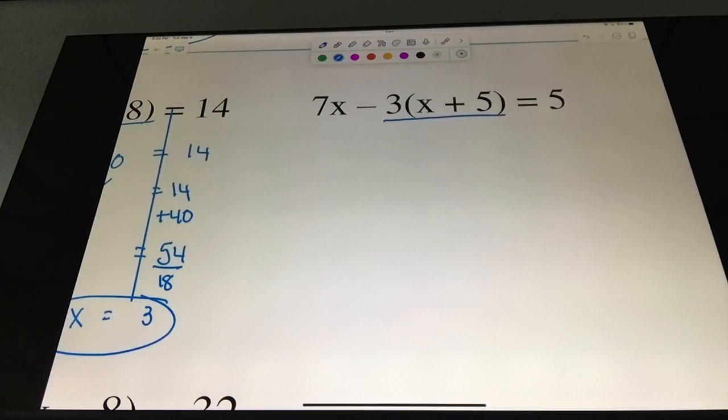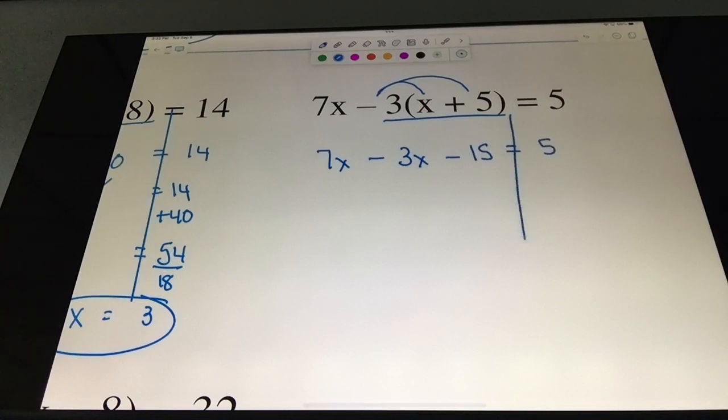Same thing here where my distribution is not at the beginning. Be careful though, because we will be distributing a negative. So my 7x comes down. Negative 3 times positive x is negative 3x. Negative 3 times positive 5, negative or minus 15. Combine your like terms. Collect, add, whatever word you like. So 7x minus 3x is 4x. Minus 15 equals positive 5.